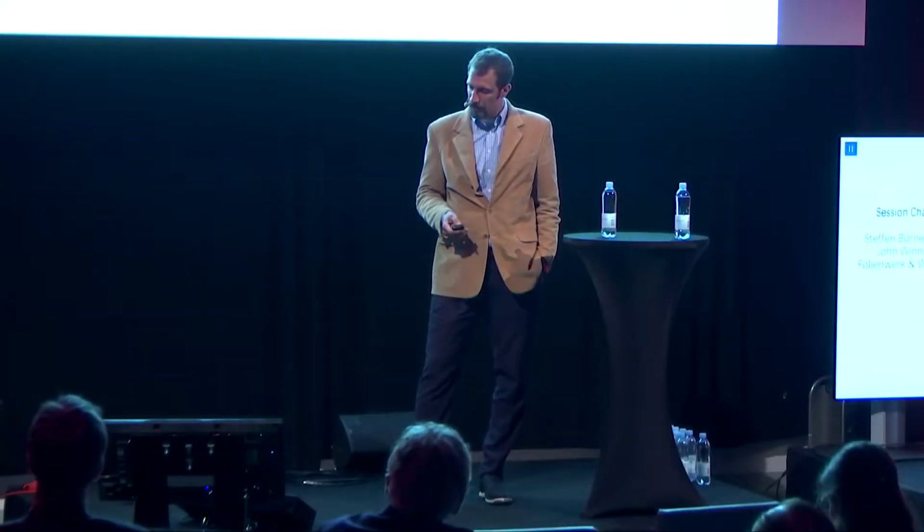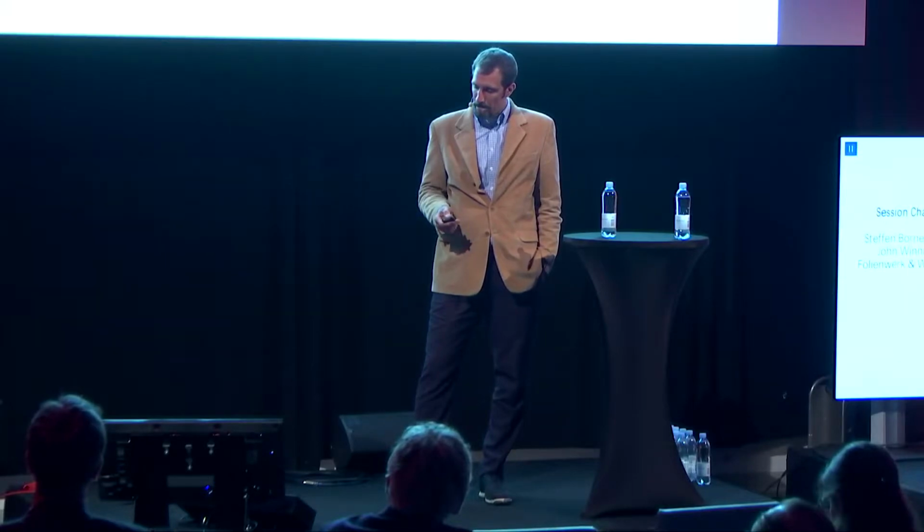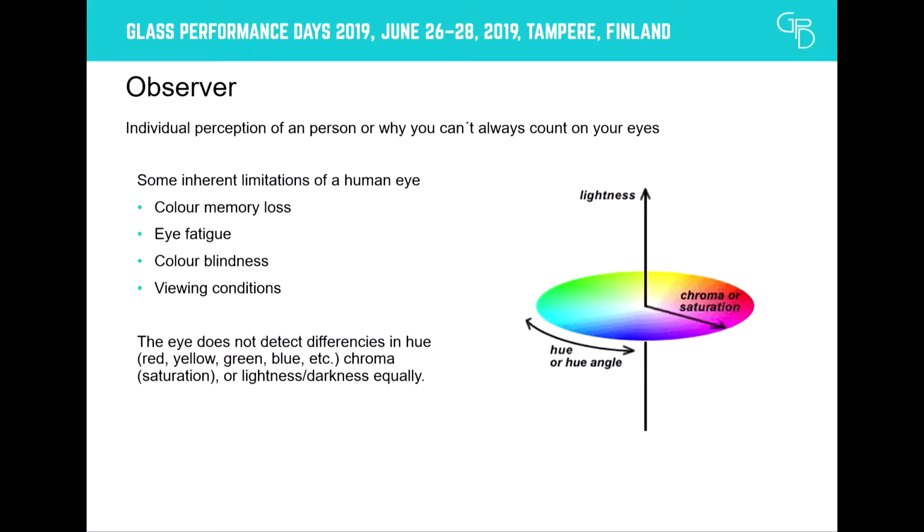Our eyes get tired. When we look at colors for a while, our eyes start to perceive the colors in a different way. There is color blindness for some of us, and the viewing conditions, which I already mentioned before. So we have three different details, let's say. We have the brightness, which is less critical. We can work with the brightness to a certain extent. But then we have the chroma and the hue of the color.